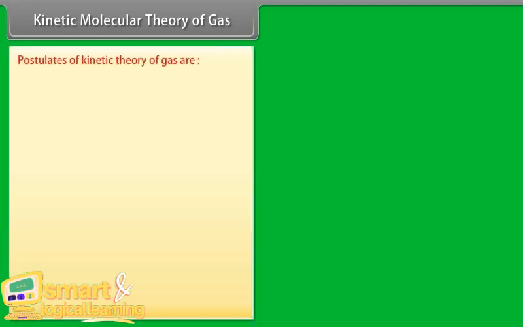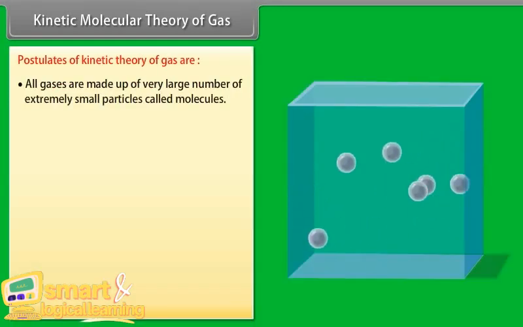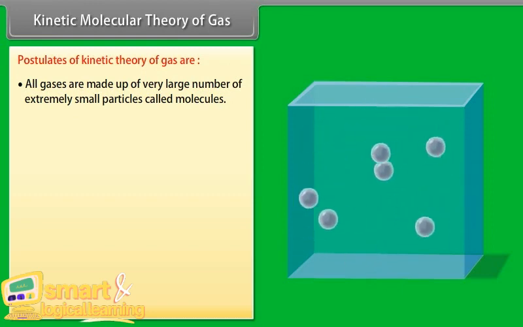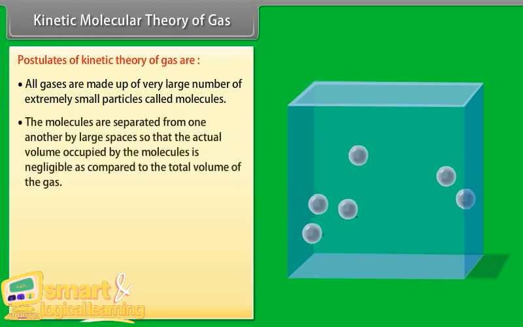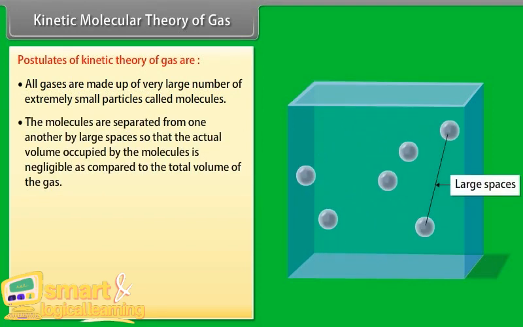Kinetic molecular theory of gas. Postulates of kinetic theory of gas are: all gases are made up of very large numbers of extremely small particles called molecules. The molecules are separated from one another by large spaces, so that the actual volume occupied by the molecules is negligible as compared to the total volume of the gas.